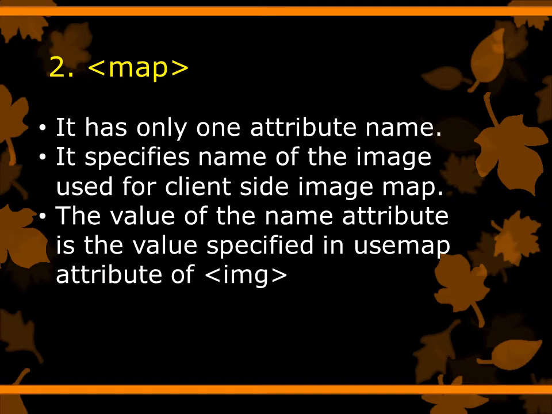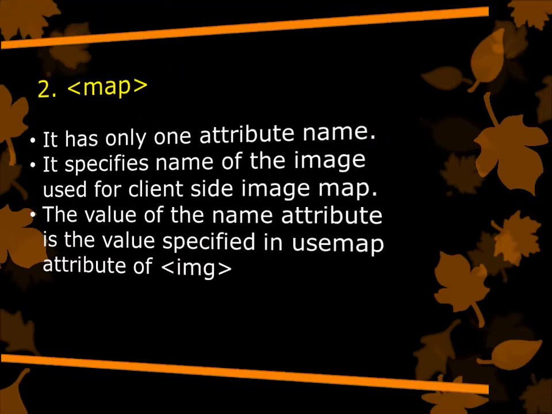Whenever we use a value in the usemap attribute, the same value we use in the name attribute of the map tag. Okay, means the value of the name attribute and the value of the usemap attribute, both values are the same.